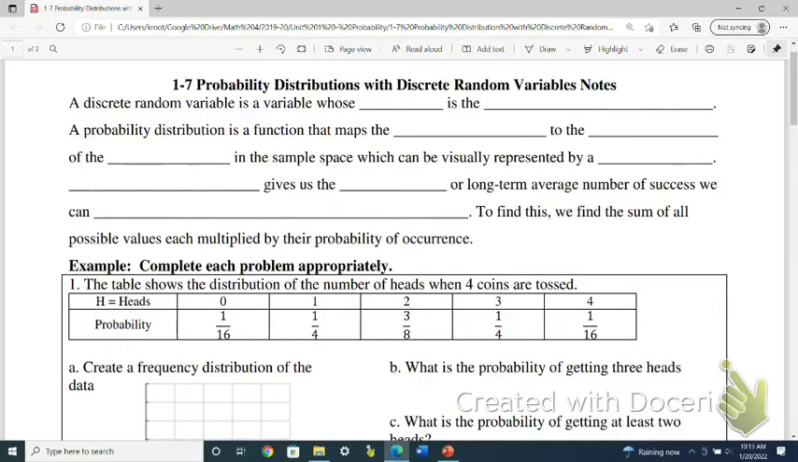Good morning. Today we are doing 1-7 probability distribution with discrete random variables. A discrete random variable is a variable whose value is the numerical outcome of a random event.